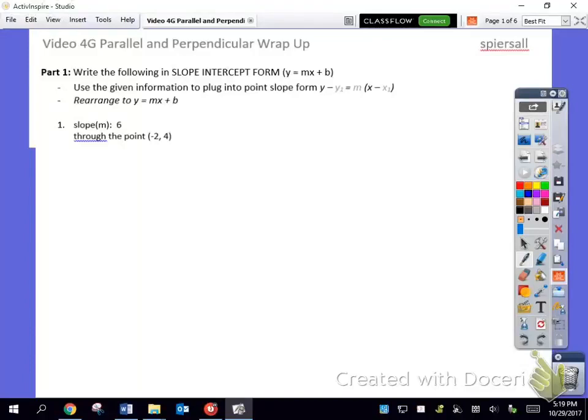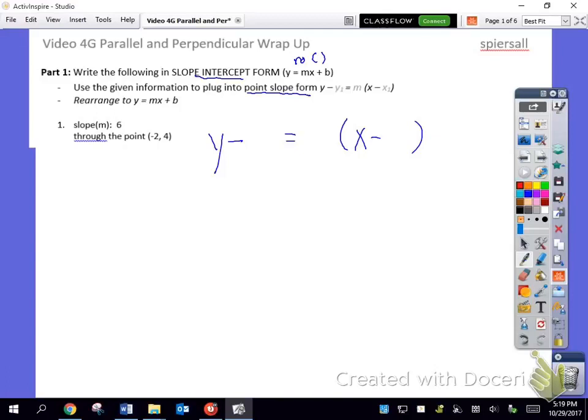Okay, so we're gonna put everything together from the past couple of days, using the given information to plug into point slope form, and then we're gonna write it in slope intercept form, which means no parentheses. Okay, y equals mx plus b, no parentheses. So we're gonna start with point slope form, y minus, and then remember you have the x minus, and then plug in what you know.